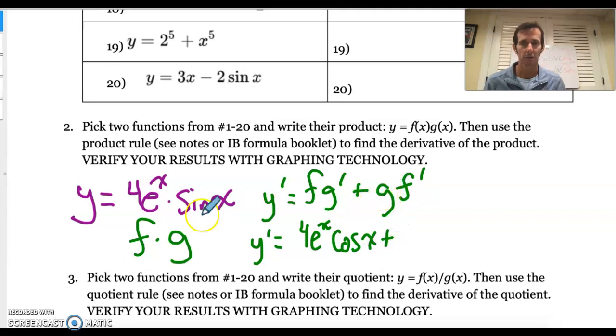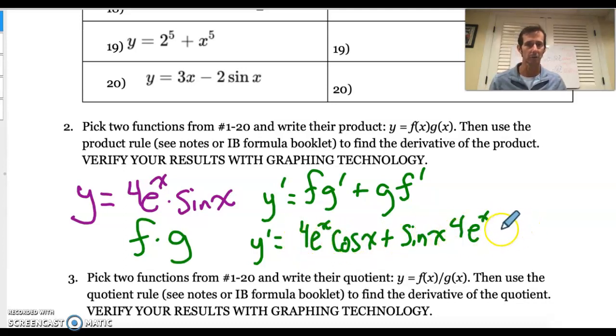Plus the second function is sine x, so I just write down sine x, times the derivative of the first function. Well, the derivative of 4e to the x, this is why I made it easy on me. The derivative of 4e to the x is 4e to the x. And that's your derivative. Now, if I'm crazy, which I am, I notice that there's a 4e to the x in the front term and the back term, so I could factor out a 4e to the x, which would leave me a cosine x plus sine x inside of parentheses.